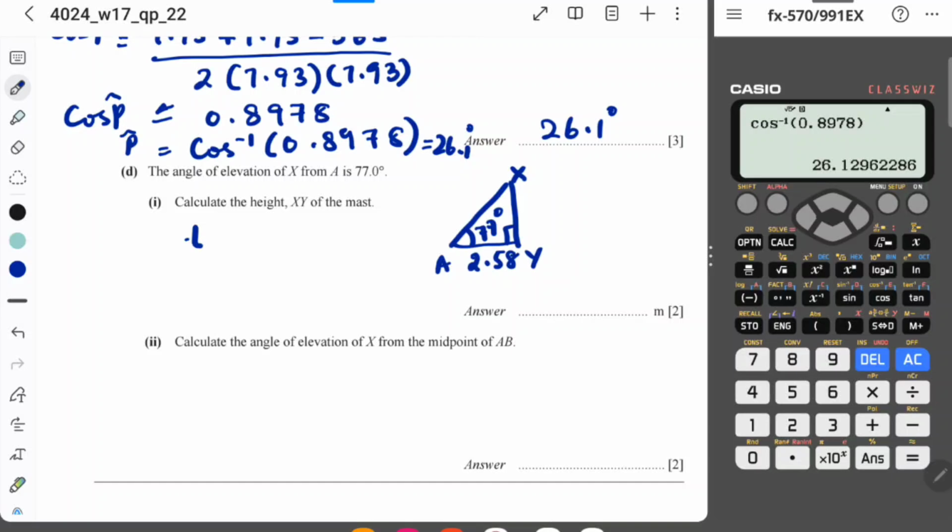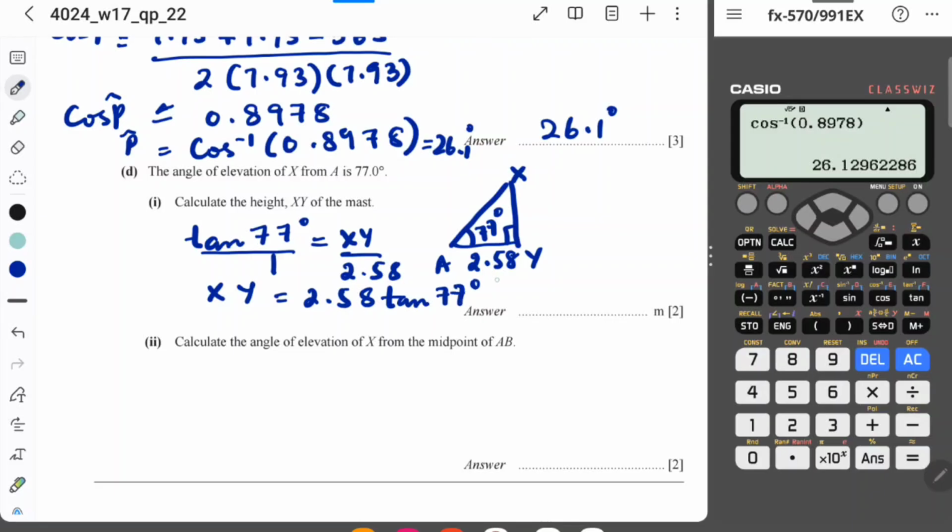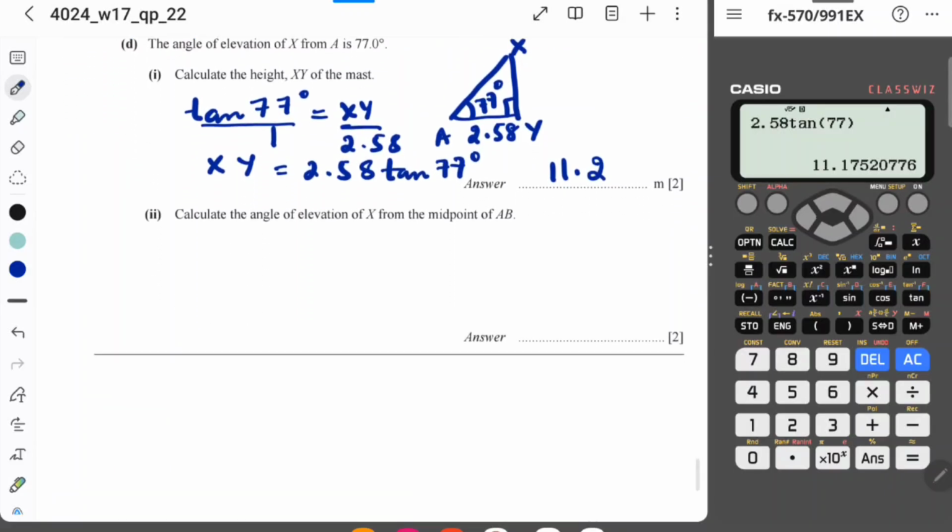So tan of 77 degrees is equal to XY divided by 2.58, so XY is equal to 2.58 tan of 77 degrees. Just calculate 2.58 tan of 77 degrees, and you get 11.17, which is 11.2 to 3 significant figures. The answer is 11.2 meters. Now let's go to the next part, part 2.